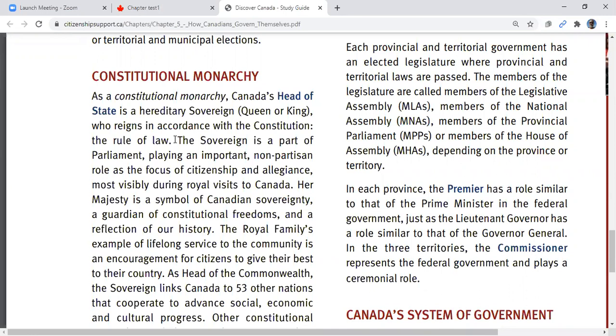It says she plays important parts, but she's nonpartisan. So she's not conservative or liberal or New Democratic. She has no party. And all they focus on is citizenship and allegiance and royal visits. So what they're saying here is Her Majesty, the Queen. Majesty just means like when you call a king or queen, it's like calling them a great person. They just use that word Majesty. So she is a symbol of Canadian sovereignty.